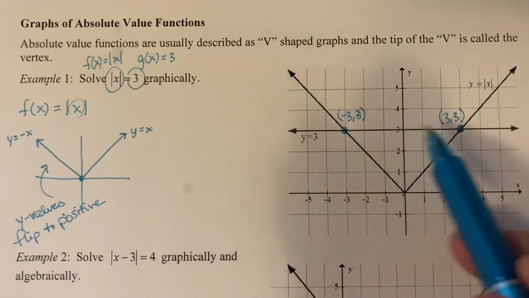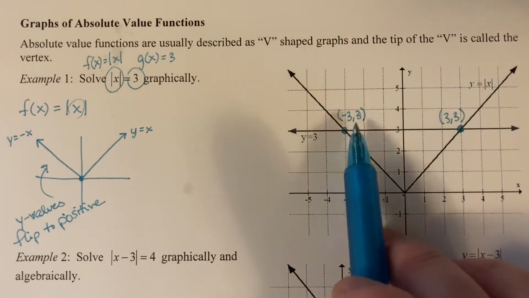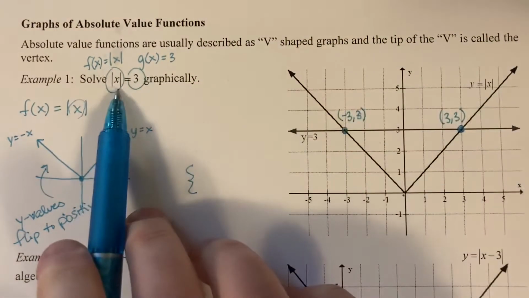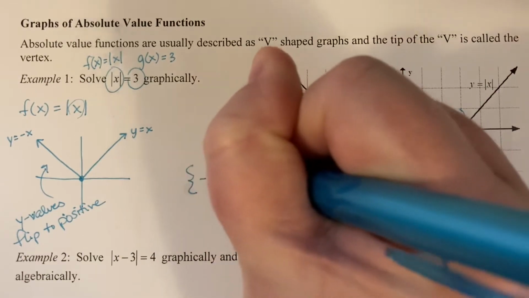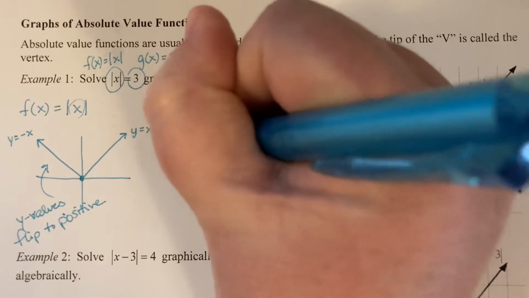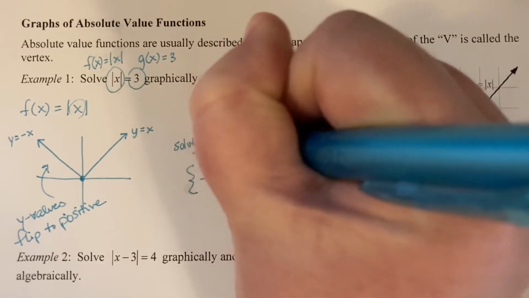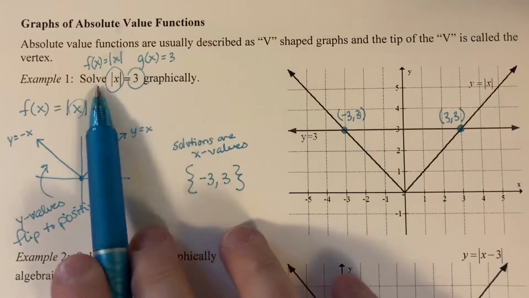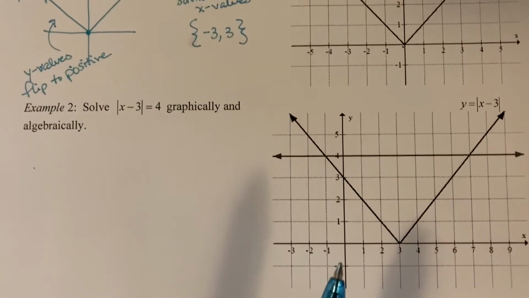So the y values are 3 because that's one of the functions we're crossing, and it's the x's that are the solutions. So our solution set to this equation is the x values negative 3 and positive 3. So the solutions are the x values, and the y value is just what the two functions equal at that point. All right, let's try another one.